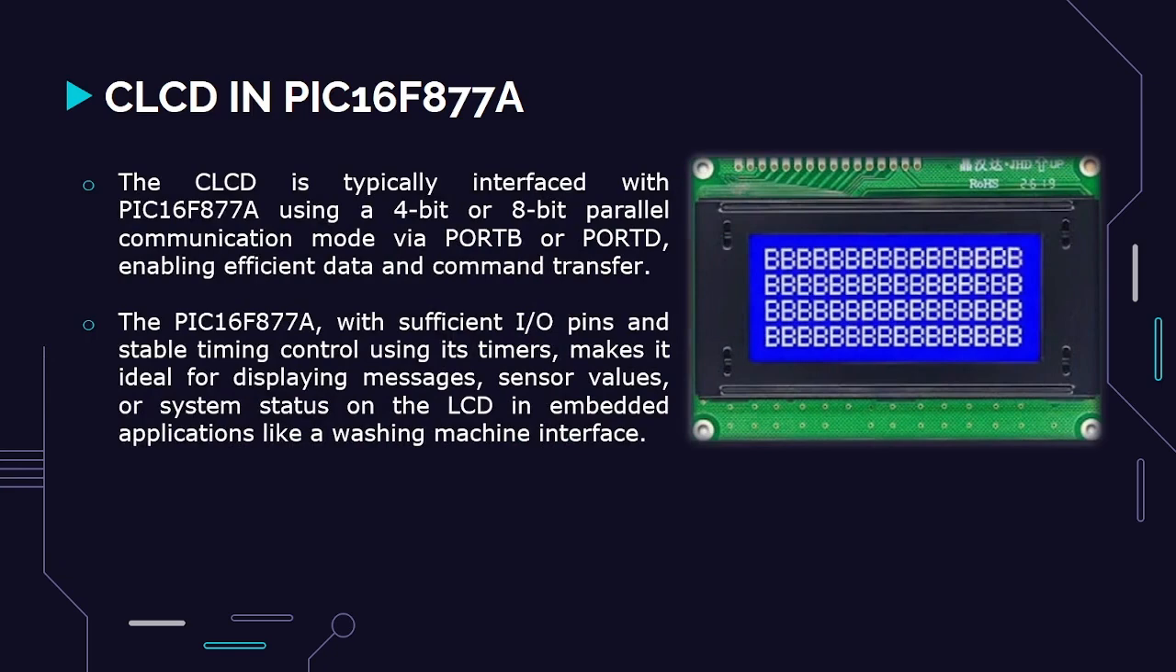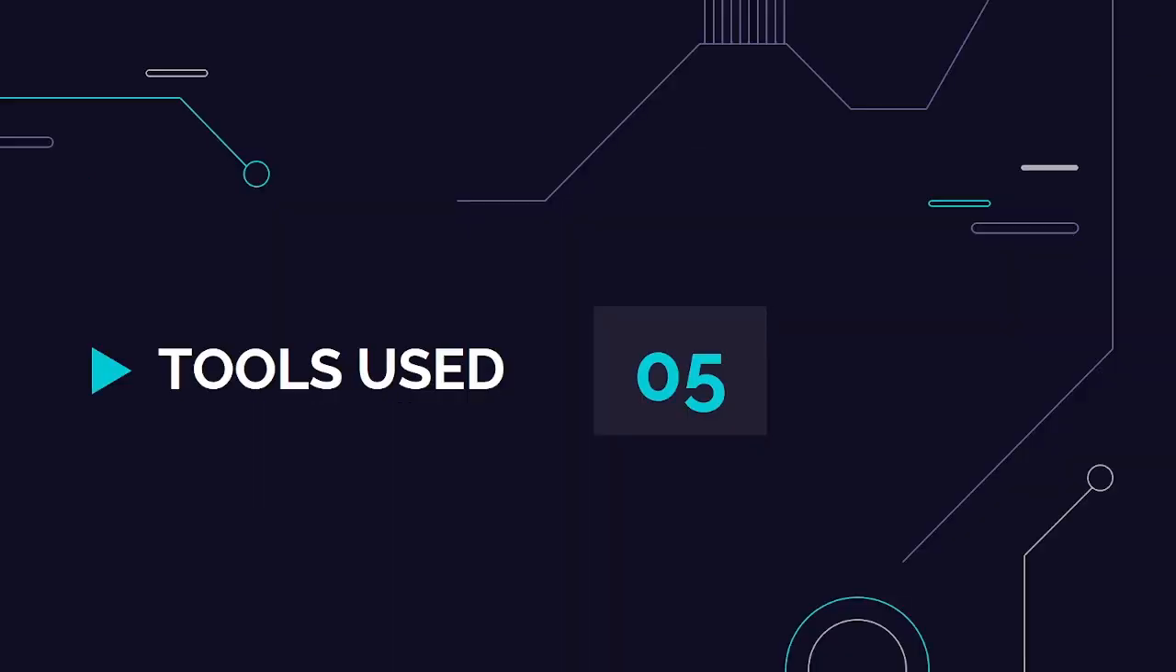CLCD in this microcontroller. The CLCD is typically interfaced with PIC16F877A using a 4-bit or 8-bit parallel communication mode via port B or port D, enabling efficient data and command transfer. The PIC16F877A, with sufficient I/O pins and stable timing control using its timer, makes it ideal for displaying messages, sensor values, or system status on LCD in embedded applications like washing machine interface.